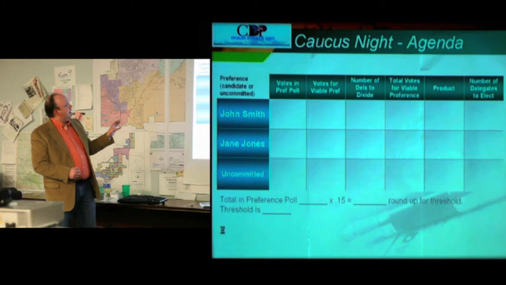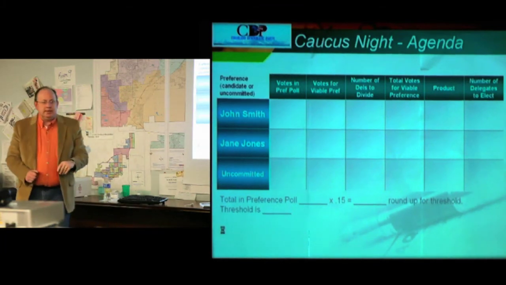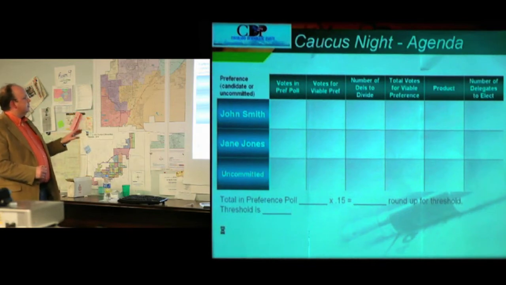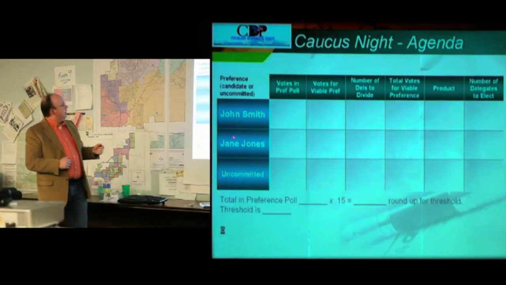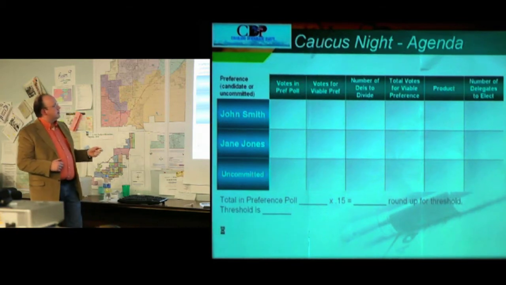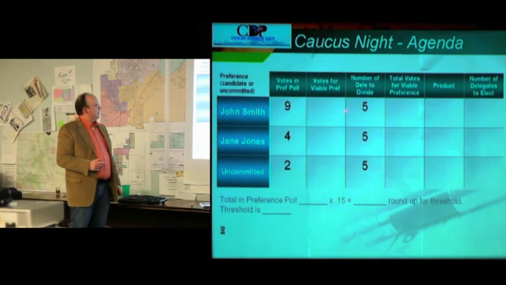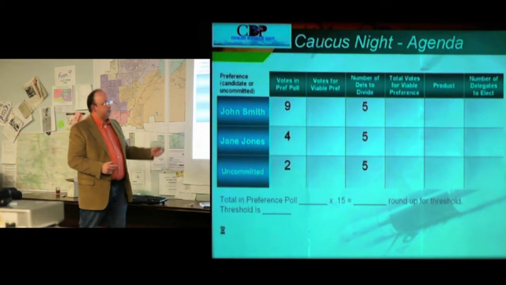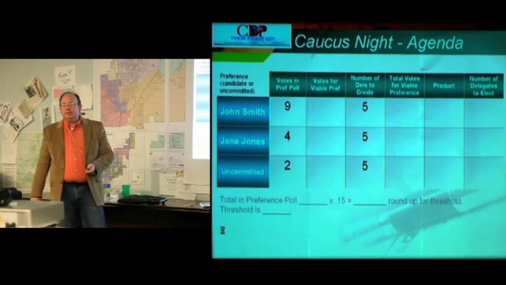So this is kind of what the math worksheet looks like. I think it's actually a little simpler this year, because you don't necessarily have to worry about what the threshold is, because they have a table for that. But let's say we have 2 candidates for office, and then we have uncommitted. So this is what your caucus night spreadsheet will look similar to. Let's say you have 5 delegates for precinct 387, 5 delegates you have to figure out how to divide.